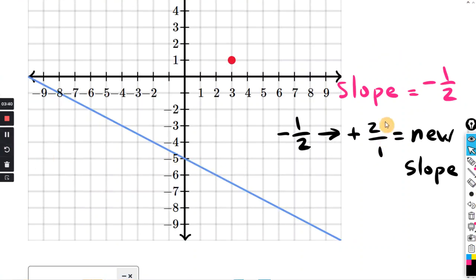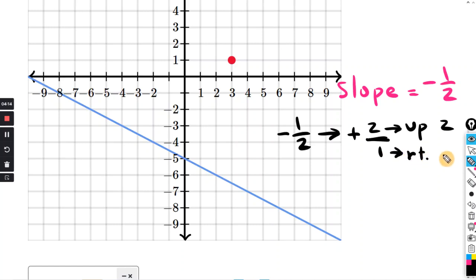Now we said we want to apply this new slope going from the point to the line. So if the new slope is 2/1, what's the translation of 2/1? Both positive. Well, the numerator is the change in y. That's the up-down part. And since it's positive 2, that means you go up 2. The denominator is the left-right part. Since it's positive 1, that means you go right 1.